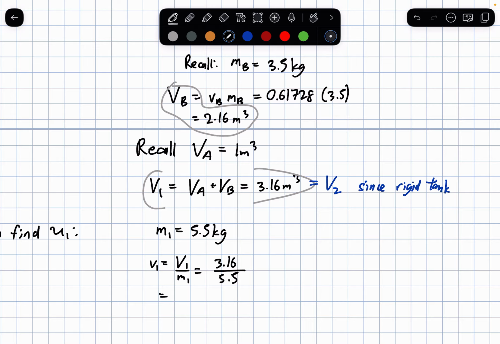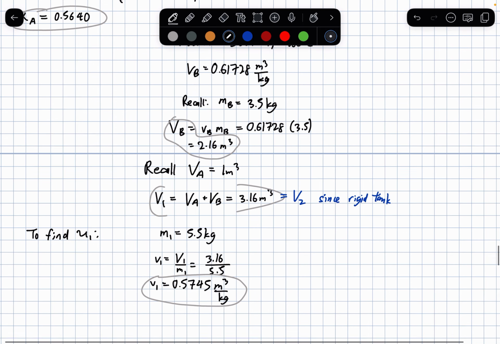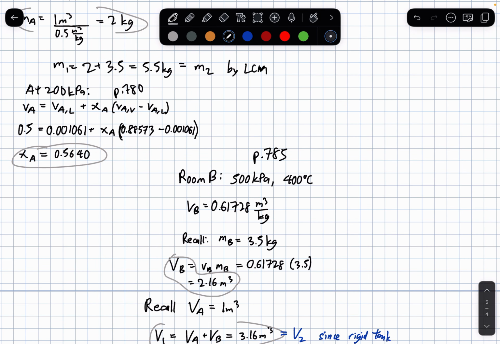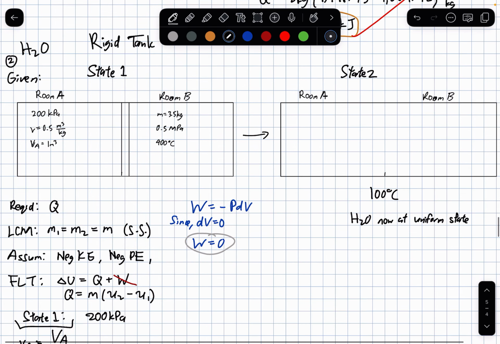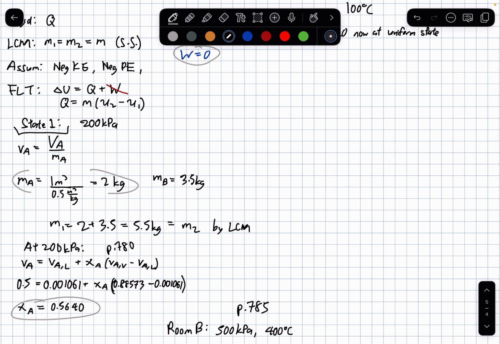Let's see if this works. 0.5745. U sub 2 minus U sub 1, and we have a mass.